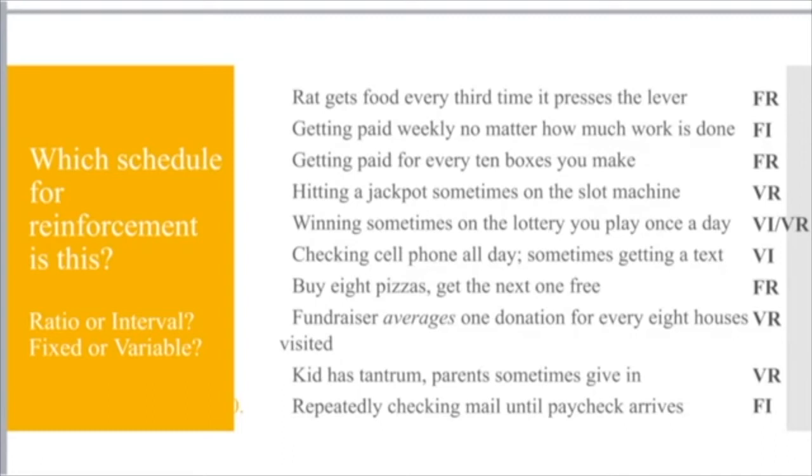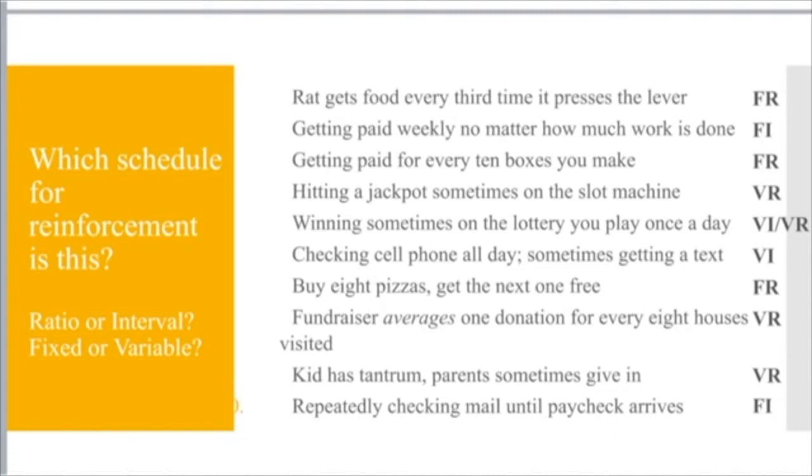Number 7, you buy 8 pizzas, get the next one free, right? That's a fixed ratio. Number 8, fundraiser averages 1 donation for every 8 houses visited. That's a variable ratio. The word average is crucial in our understanding of what's going on here, right? Donations can vary tremendously, so the average is no guarantee of a fixed ratio of donations every 8th house. It's the average, so all of them compiled, there's no guarantee for that fixed ratio every 8 houses, if that makes sense.